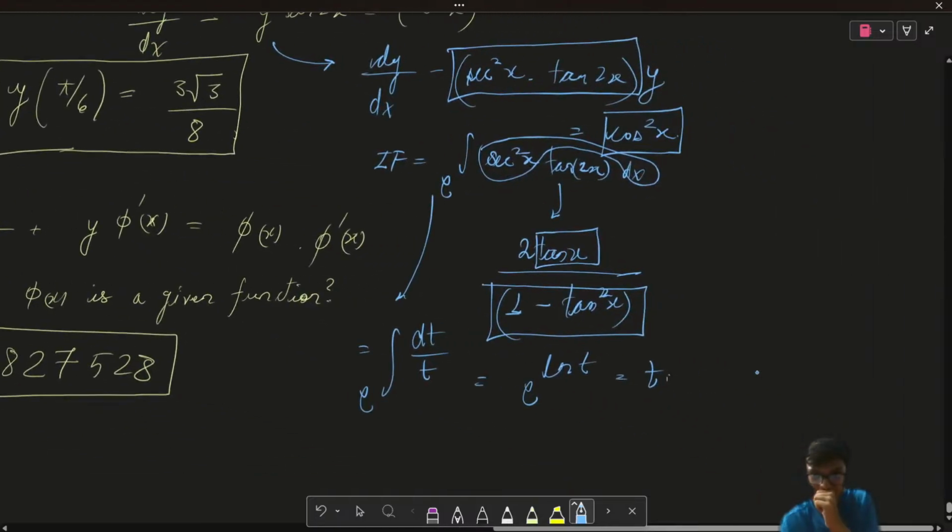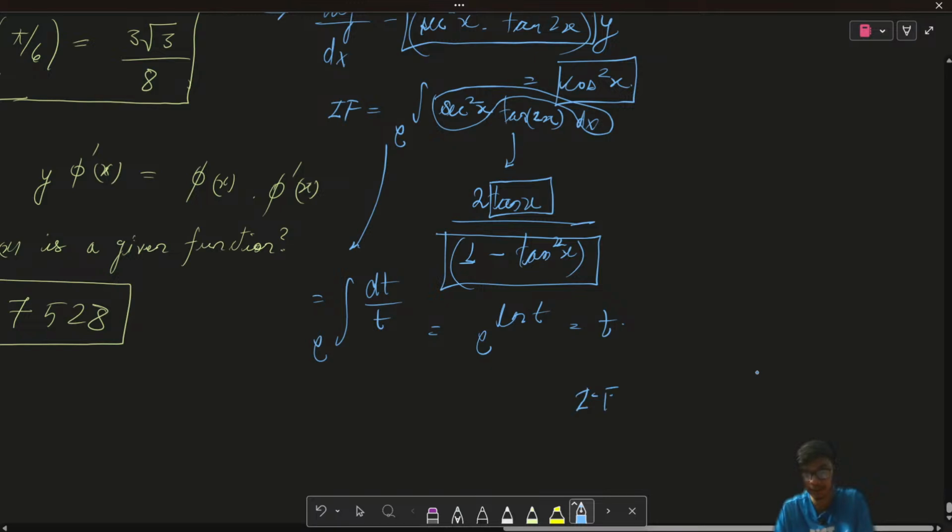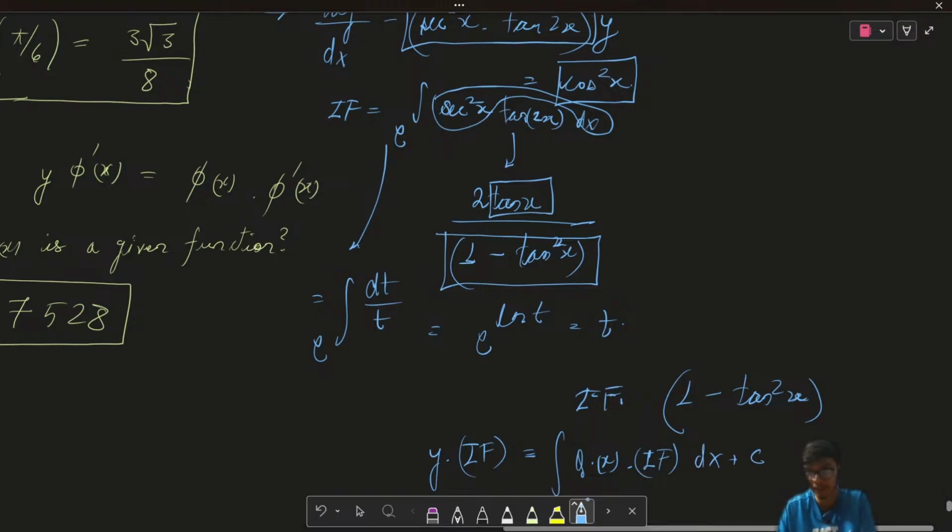So for the first problem, the integrating factor becomes equal to 1 minus tan square x, right? And then we know the general solution is basically y into integrating factor is equal to integration of q of x into integrating factor into dx, and then I have a constant plus c. So this is my general solution, all right?